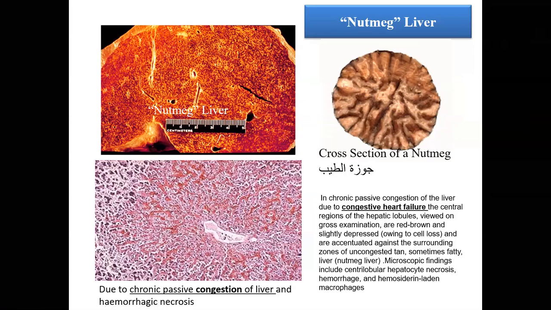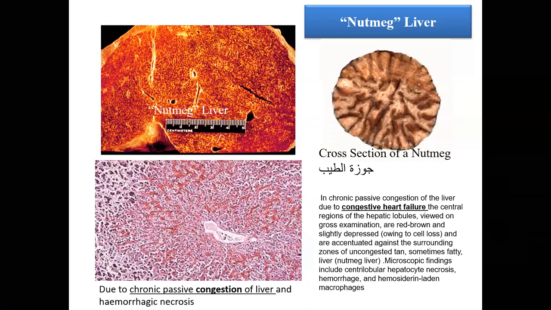Okay. Now, when does this happen? What is the cause? Congestive heart failure. What does it lead to? Chronic passive congestion in the liver. What is the morphological appearance? We call it a nutmeg liver. Why do we call it a nutmeg liver? Because it looks like a nutmeg. What is a nutmeg? It's a type of nut.